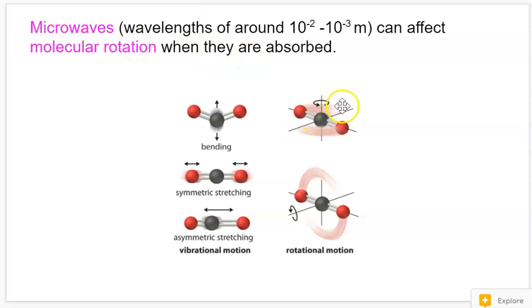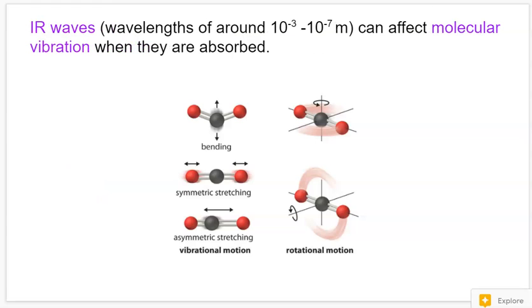Here you can see what looks like a carbon dioxide molecule. And this is showing the rotational motion caused by microwaves. So it can either rotate in this axis or in this axis you can see here. And this is usually this specific energy of light that causes this sort of motion in molecules. And infrared waves, which are around 10 to the negative 3 to 10 to the negative 7 meters, these affect the molecular vibrations. And what I mean by vibrations is the movement of the bonds themselves. They can sort of bend up and down. The lengths of them can sort of stretch either symmetrically or asymmetrically, kind of stretching at the same time or stretching at different times.